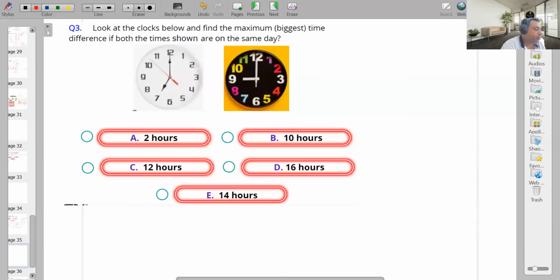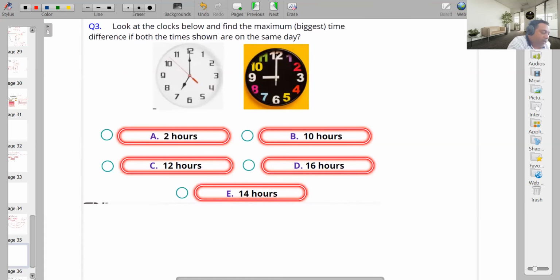Question 3. Look at the clocks below and find the maximum biggest time difference if both the times shown are on the same day. There are two clocks shown, one on the left which is in white and the right one is a colorful one. They are showing two different times and it is asking you to find the maximum biggest time difference. So you have to look at the biggest time difference, all right?